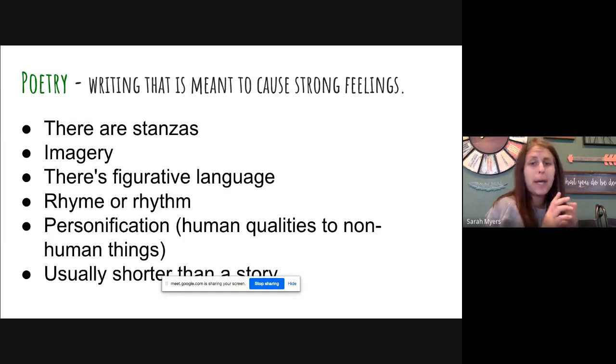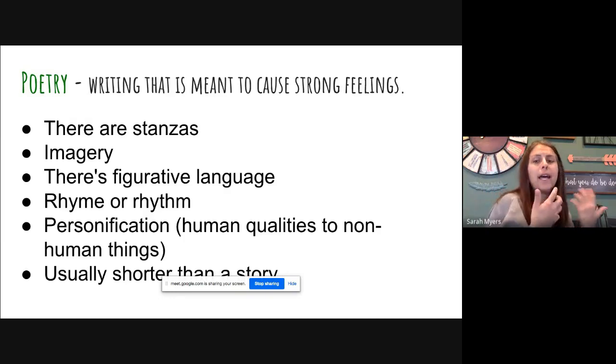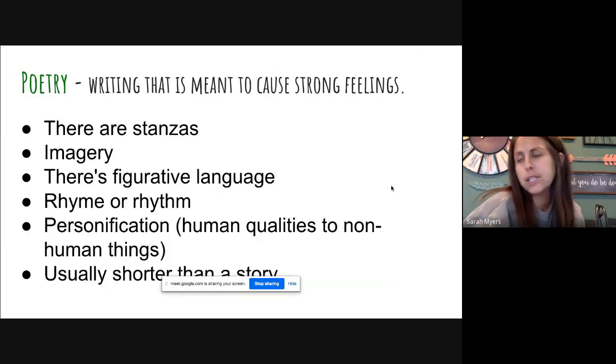There's rhyme and rhythm. So there's that kind of beat to poetry. There's some personification. So there's human-like qualities given to non-human things. For example, when we say that the wind is blowing, wind can't actually blow, but we are giving it that human-like quality. And then, it's usually shorter than a story.